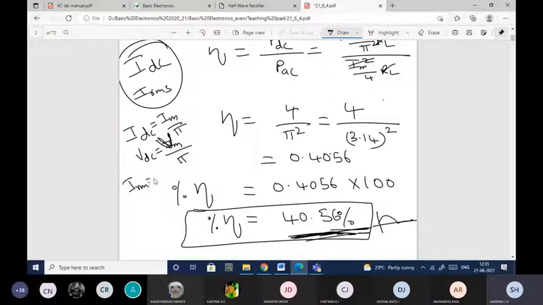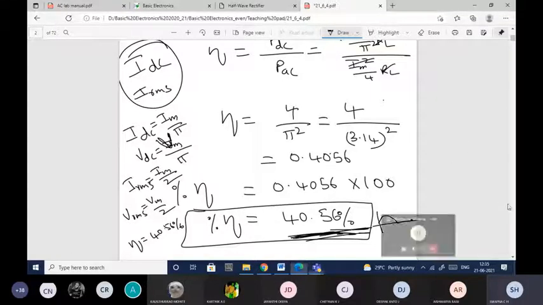IRMS is Im by root 2, Im by 2, VRMS is Vm by 2, and finally efficiency we have got as 40.56%. All this you need to remember. I still have some more derivations to do, but until now whatever we have done I have just summarized.